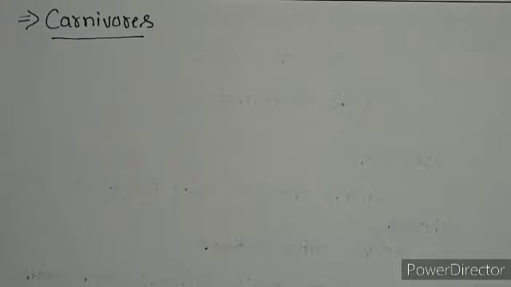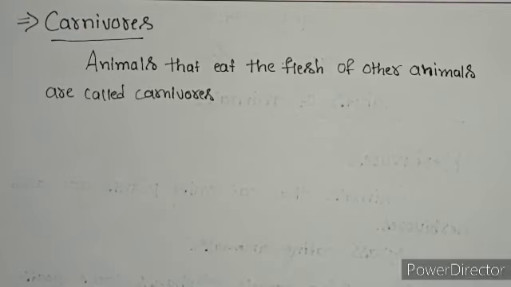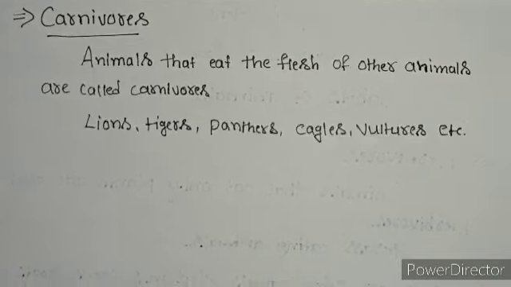The next group of animals is carnivores. Animals that eat the flesh of other animals are called carnivores, or carnivorous animals. Some animals such as lions and tigers eat only the flesh of other animals, so such animals are called carnivores. Lions, tigers, panthers, eagles and vultures all are carnivores.